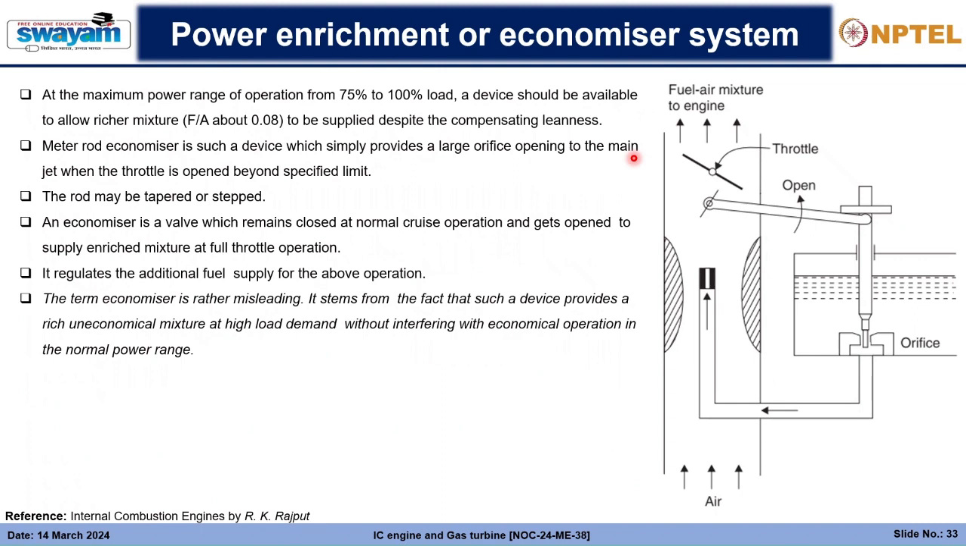Next is the power enrichment or economizer system. When the vehicle is operated at maximum power range, around 75% to 100% load, a device should be available to allow a richer mixture, a fuel-air ratio of about 0.08, to be supplied despite the compensating leanness. So this is the arrangement that is given for a power enrichment or economizer system.